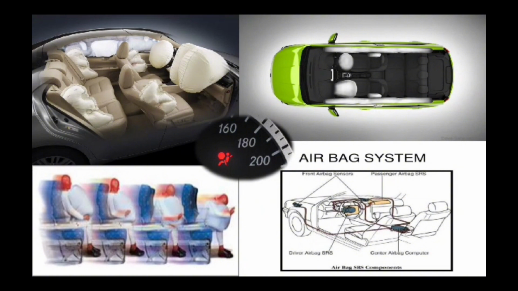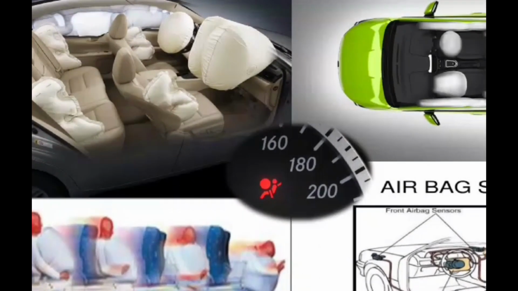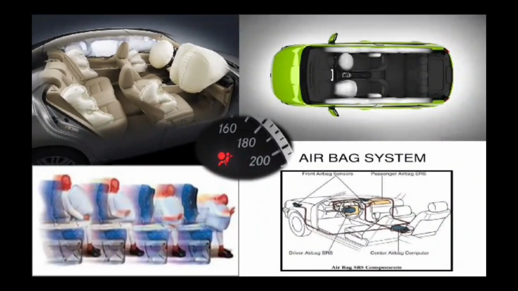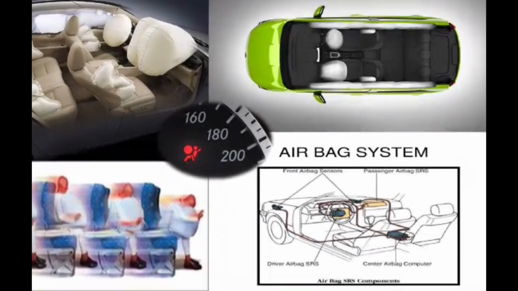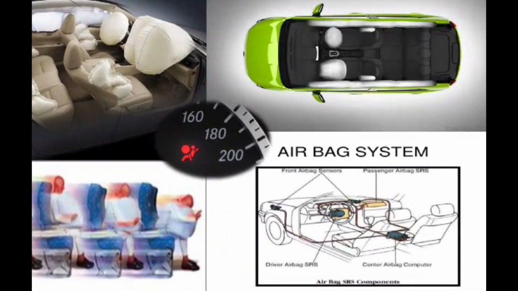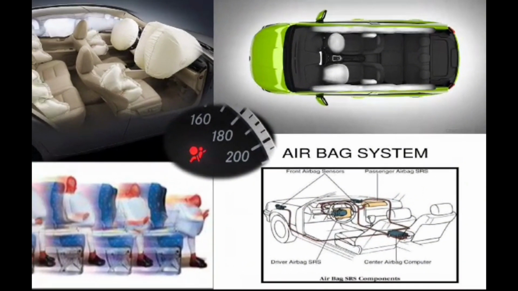So different types of car would have different numbers of airbags. For example, this is Proton Iriz, and this is Honda, and this is Airplane. And then we have the airbag system, which consists of front airbag sensor, passenger airbag SRS, driver airbag SRS, and center airbag computer.